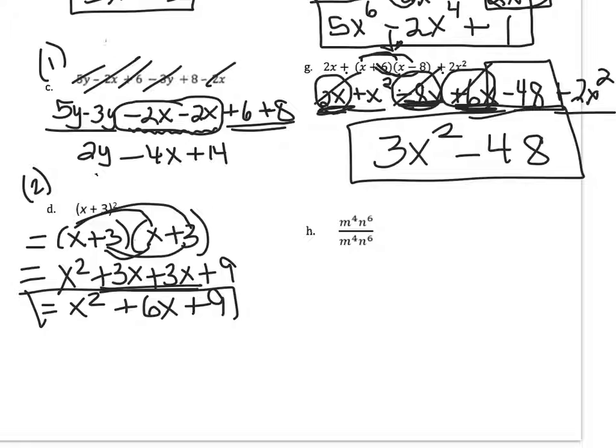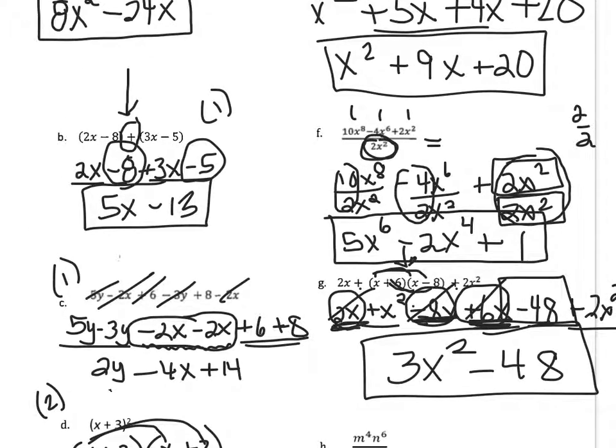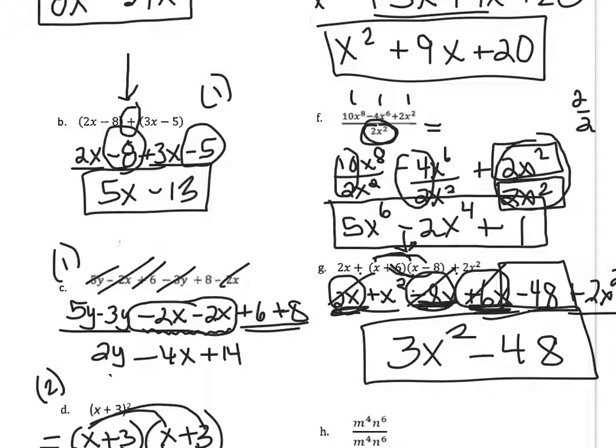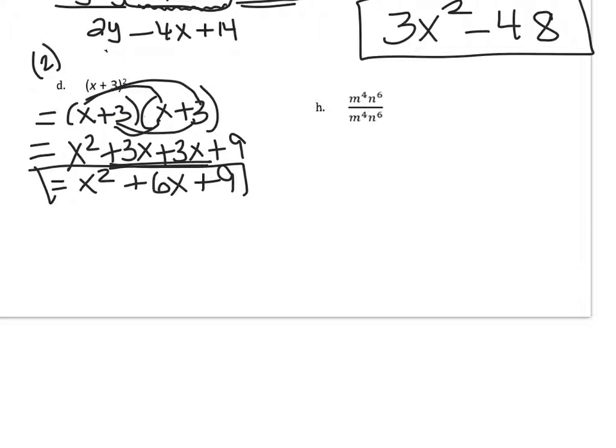Letter H kind of reminds me of this division problem here in this last term where 2x squared divided by 2x squared gave you 1. You'll notice the top of this fraction is also the exact same as the bottom, so this fraction is equivalent to 1 as well.